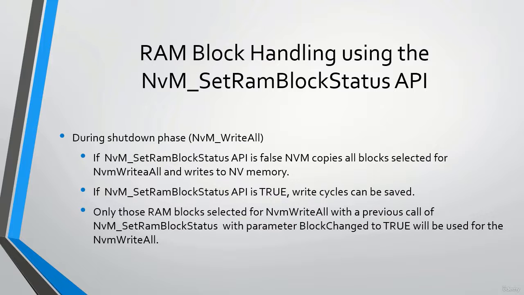The second case is when the API is available and enabled. Just before we call NVM write all, we call set RAM block status with the parameter block change set to true. So only those blocks for which it was called in this manner will be updated using NVM write all. This helps us save write cycles, because only the blocks that changed will be written to the NV memory during the shutdown phase, instead of writing all the blocks at the same time. This is how RAM block handling is done using this API during shutdown.